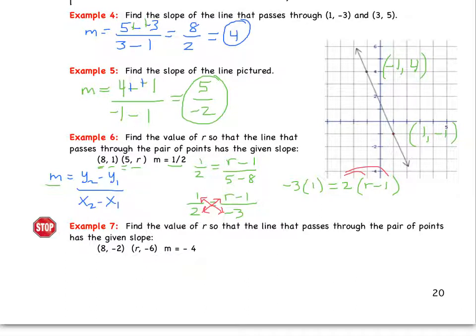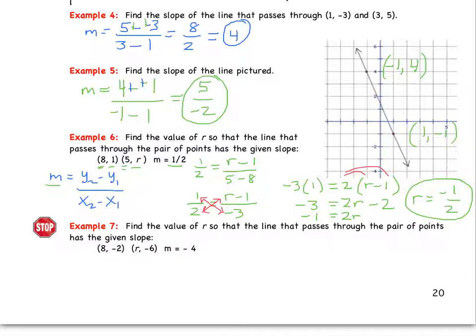So cleaning up the left side, we get -3. Distributing the 2, we get 2r minus 2. And now we go ahead and we solve. So if we add 2 to both sides, we'll get -1 on the left equals 2r. Dividing everything by 2, we will get r to be -1 over 2. So there's our final answer.